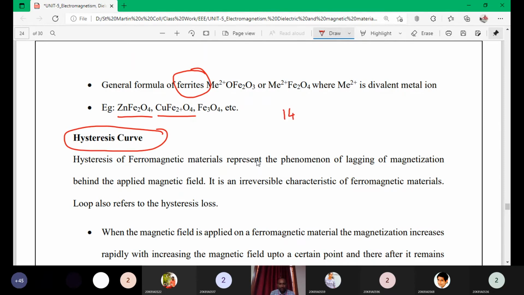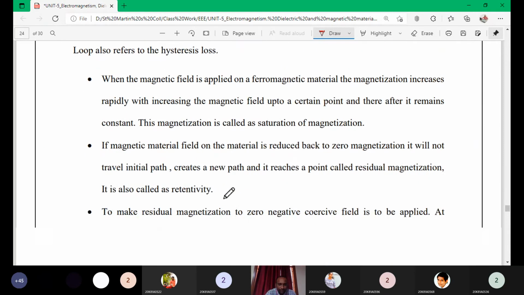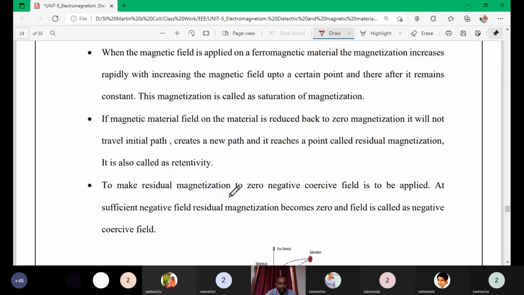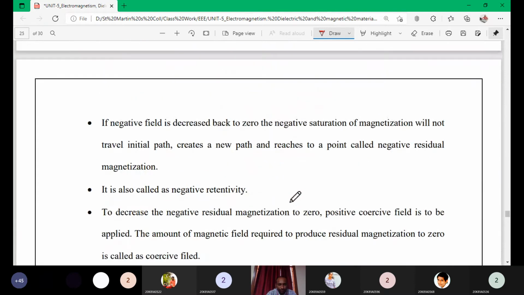Suppose they ask 14 marks: dia, para, and ferro, antiferro, and ferri. You write all the differences and write a long answer. But for ferro you have to write the hysteresis curve. This is very important. In ferromagnetic material you have to write the hysteresis curve, whether they ask or don't ask, you have to write this behavior or nature. These antiferromagnetic materials and ferromagnetic materials also show hysteresis behavior.